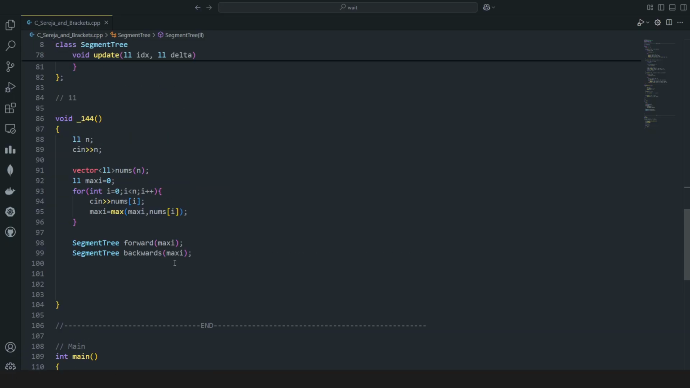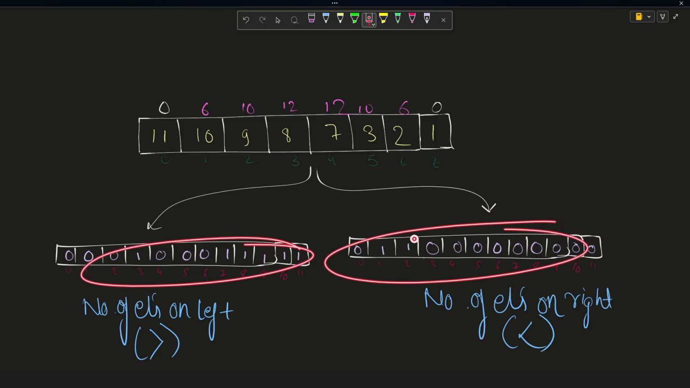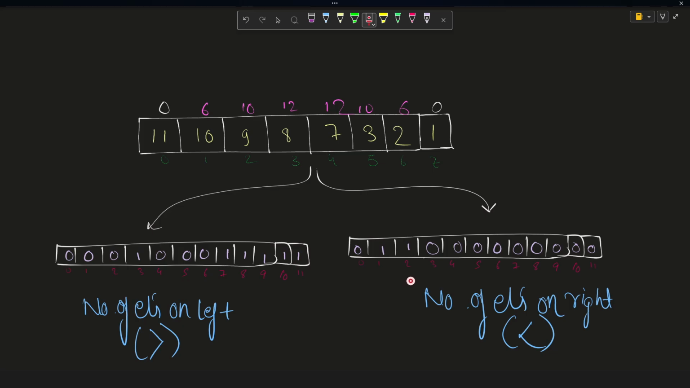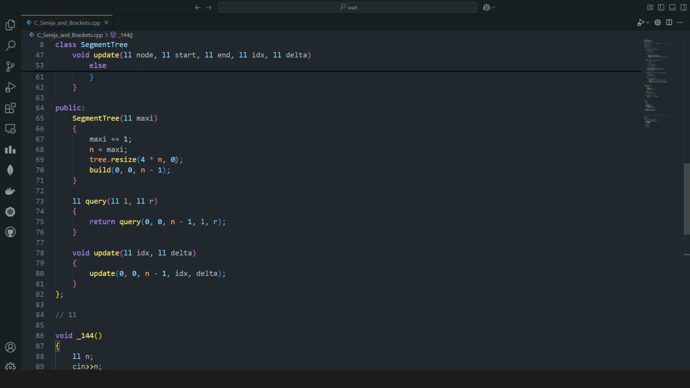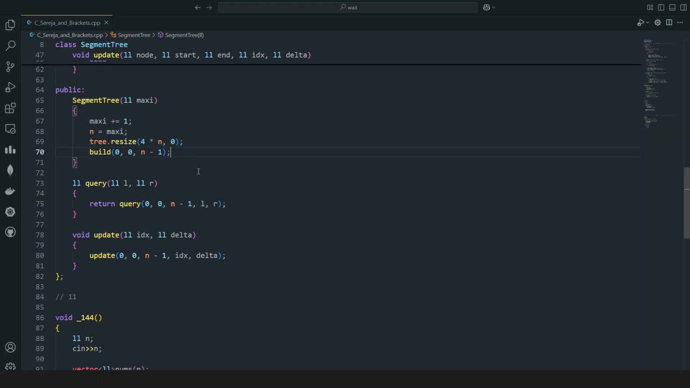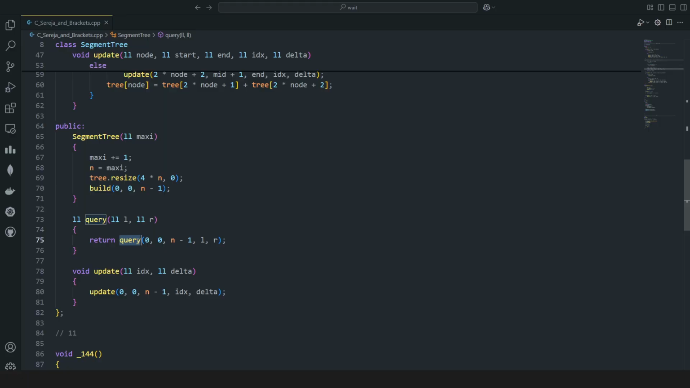After writing these two lines, what will happen? It will construct these two arrays, but with each and every element equal to 0. So initially each and every element will be 0 for this and for this also. The same thing is done here also, and then the usual build, query and update functions.